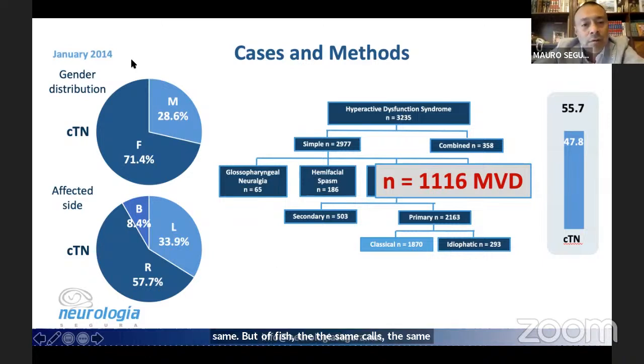So we found this general data for classical trigeminal neuralgia. Of course, 3 to 1 female to male.